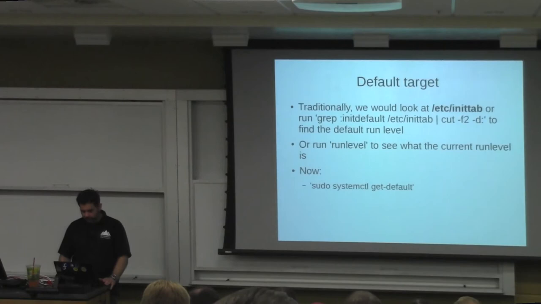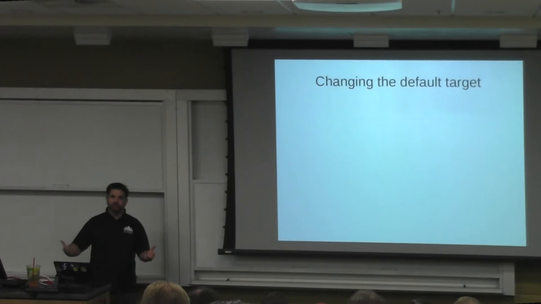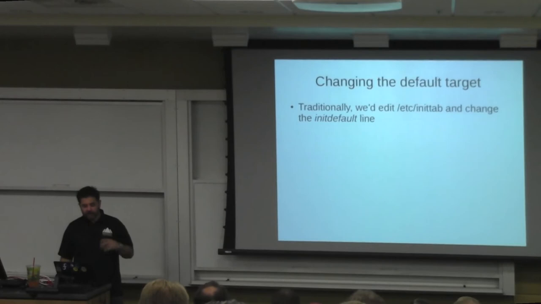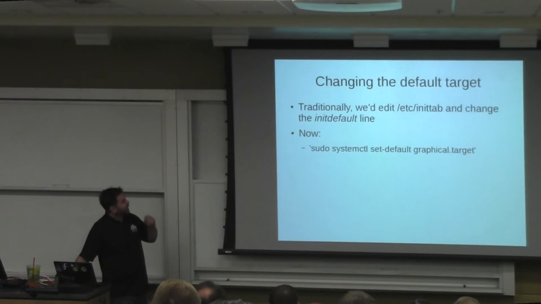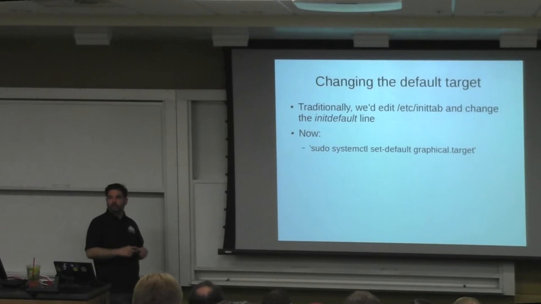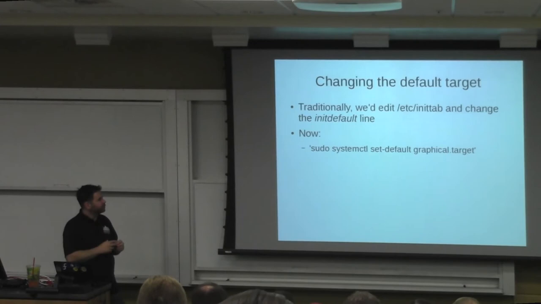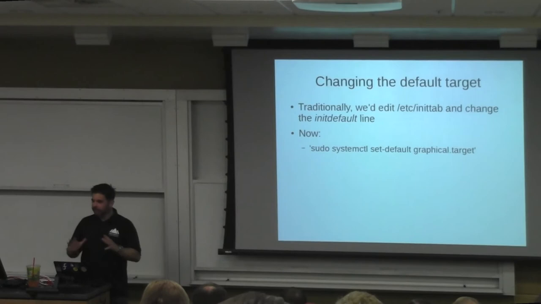All right, if you want to change the default target on a traditional System V init system, you would go into the inittab and change that initdefault line to 6. Try it. But now you can say systemctl set-default, and then you give it the name of the unit configuration file for the target that you want to set the default to. We'll talk about where you find those files or where you can put those files if you want to create your own. I'm not going to demonstrate that because I like how my system's working, but you get the idea. If I wanted my system to boot up into text mode, I could change that from graphical target to multi-user target. The next time I boot up, it'll boot up into text mode instead of graphical.